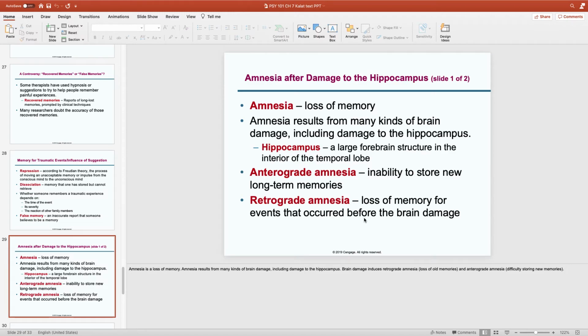Okay. Then the last couple of slides here talk about amnesia, and amnesia has to do with a loss of memory. It's not a loss of everything that a person has ever learned. That is often referred to as dementia, where someone forgets how to walk or talk or eat. That becomes known as dementia, not amnesia.